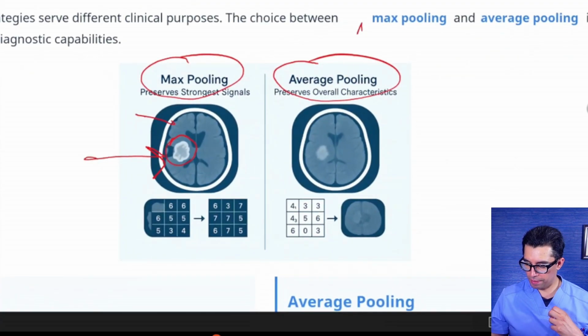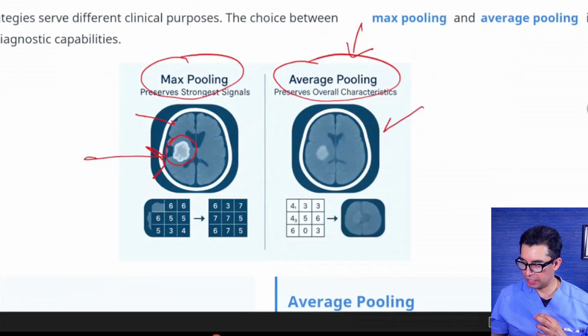Now then you have average pooling, and instead of picking up the highest value, average pooling calculates the average of all the values within that window. And this ends up giving a generalized summary of the information in that area. For example, in medical imaging, average pooling might be used to understand the overall tissue density. As you can see, the image is not as sharp and the colors are not as prominent.